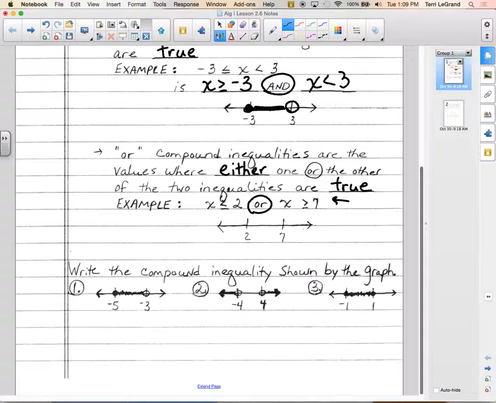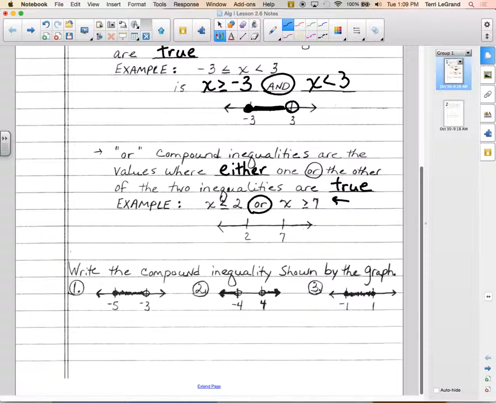It doesn't satisfy the second one? It doesn't have to. No, it doesn't have to. Morgan? 7. Okay, how about 7? Is 7 a solution? Okay, why? It's equal to 7, so it satisfies the second inequality.